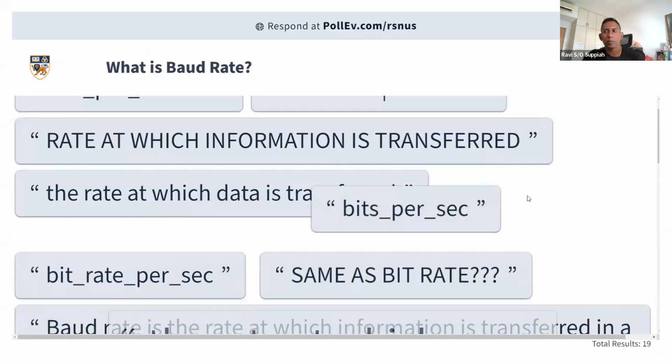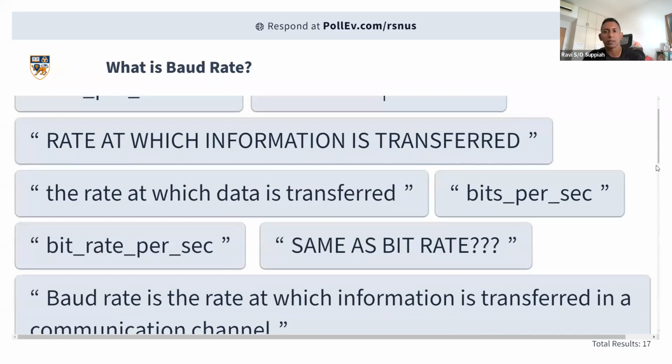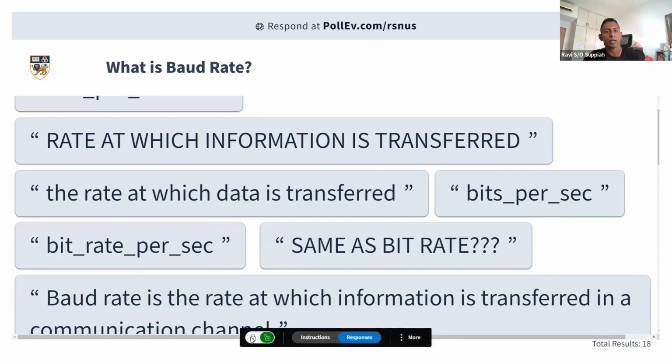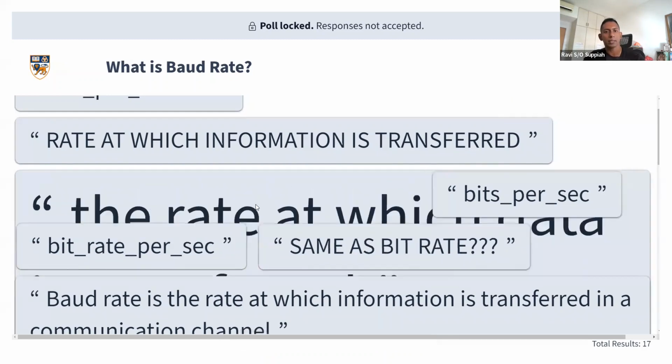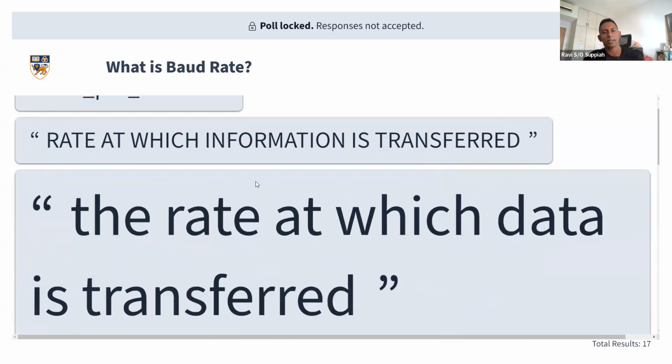Okay, so sorry, rate at which information is transferred, bits per second, bit rate. So generally, I think most of you get the idea, which is good. So let's discuss this a bit. In most cases, one of the common things is we call it bits per second.